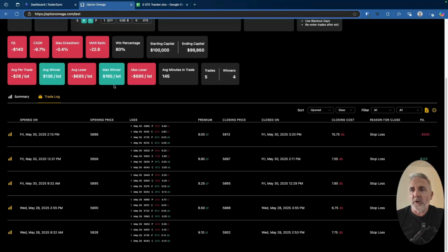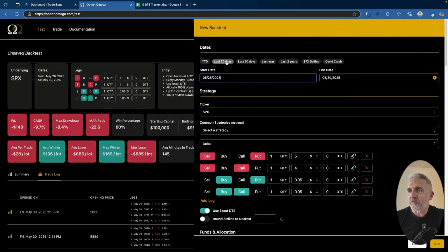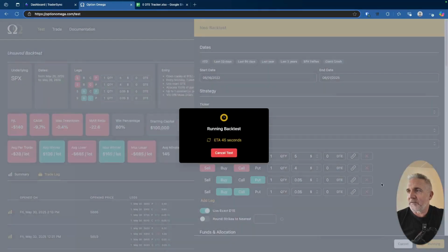But overall, this is the strategy that I have the highest level of confidence in. So I'm definitely going to keep running this one, and I can show you here real quick. Let's say over the last, since the beginning of the SPX dailies, let me show you the results of what that looks like, because it has some very impressive results.